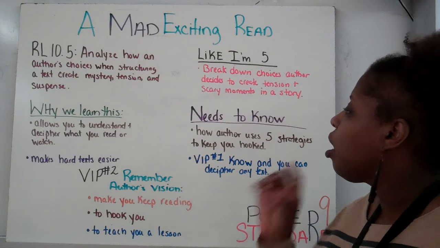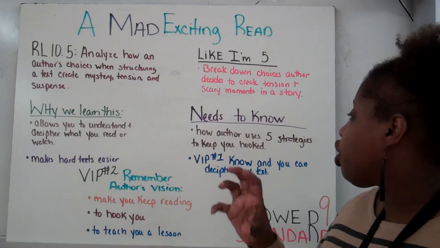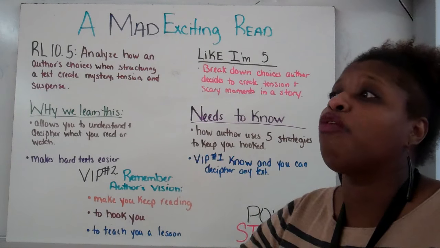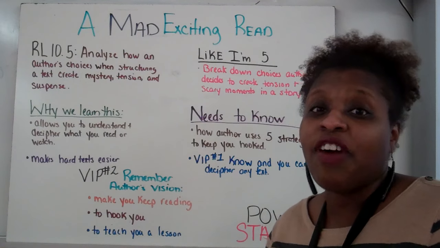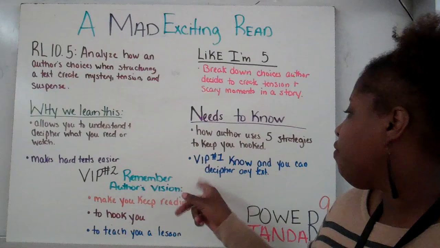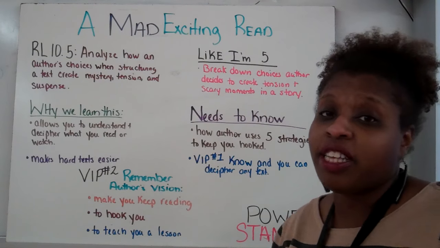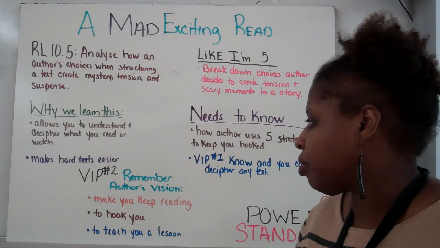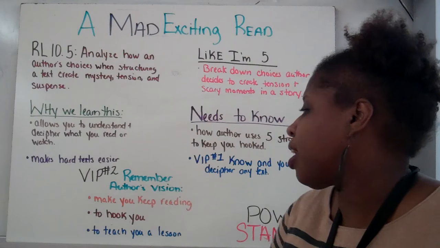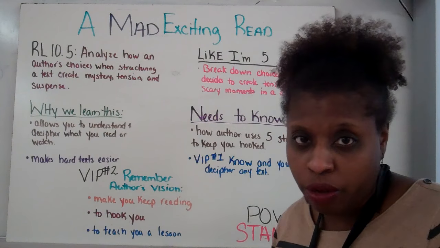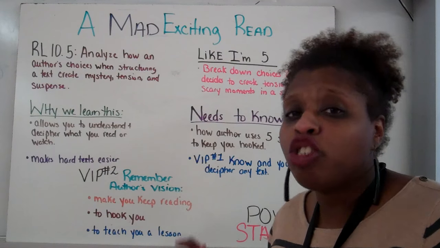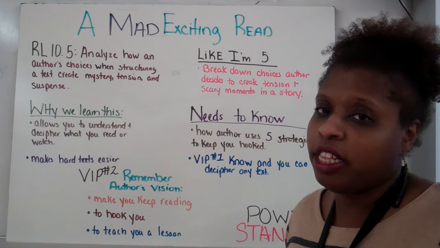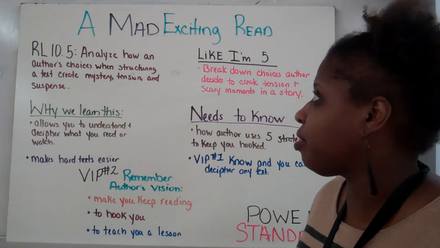Some things you need to know. 1, we're going to learn how an author uses these 5 strategies to keep you hooked. There's 5 essential strategies, and then there's 1 overall device that the author uses. VIP number 1, once you know, you can decipher any text. VIP number 2, remember the author's vision. The author's vision is to make you keep reading, to hook you, to make it more mysterious, so that you'll be hooked, you'll be interested, so that you can learn the lesson the author wants to teach you in the first place.